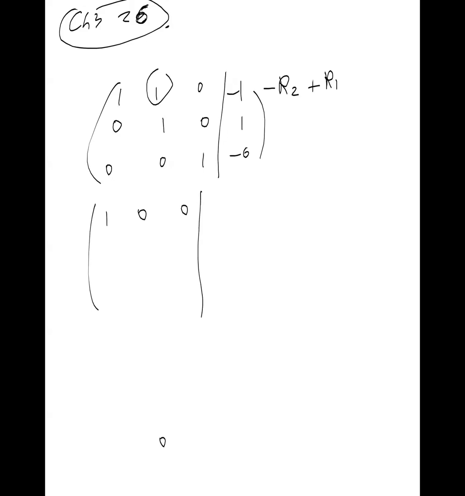And then take that 1 and make it negative. What is negative 1 plus a negative 1? Negative 2, right? So it's -2. And then you keep the second row the same as it is.